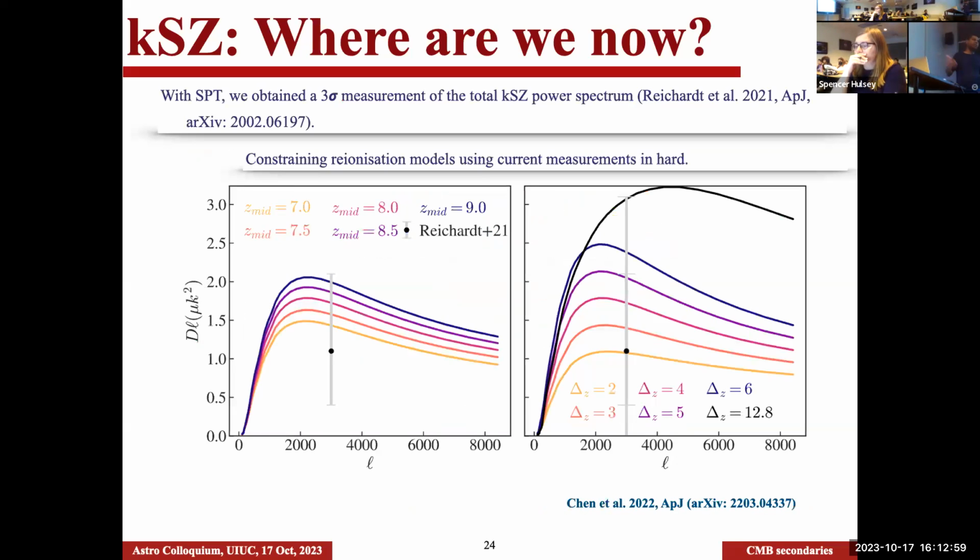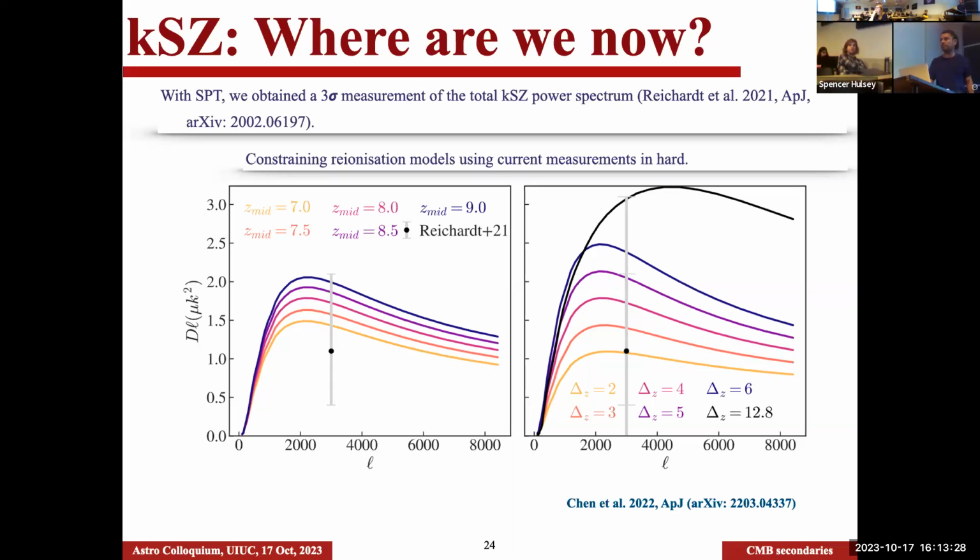So what can we do with a 3 sigma detection? I mean, 3 sigma is just consistent with everything. So when we try to constrain reionization with this, we cannot do very well. This is a plot from TIMS, and you can see that this is our measurement from SPT, and it's basically consistent with so many lines here. So it's not really constraining things much. So that's where we are now.